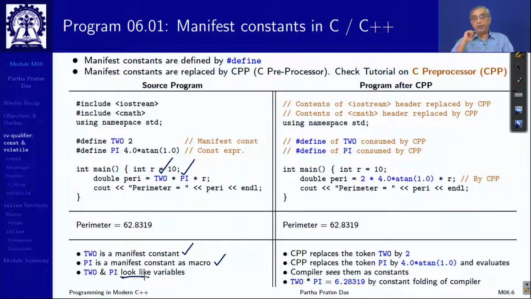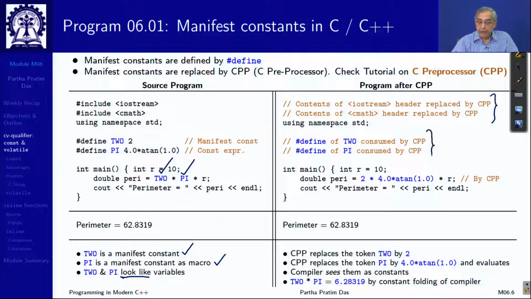So, what happens when the C preprocessor works? It takes every directive like the hash include, hash define and several others, and takes the action according to the directive. So, hash include includes the header files here. So, if you see the output after your pre-processing, you will not see hash include iostream or hash include cmath lines, but you will see big code have come in which are replaced from the library files.